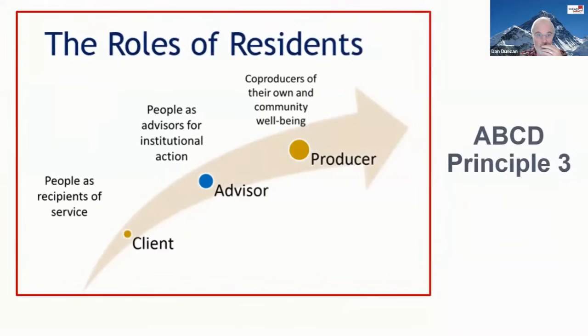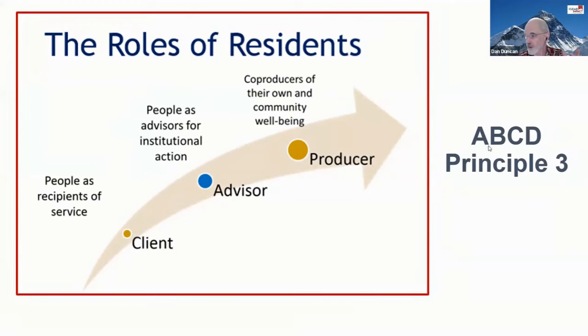To help do this, and just one last thing before we jump into the asset mapping toolkit, there are really three roles that residents can play in a community. One is sometimes they do need to be a recipient of a service. If they break their leg, they need to go to a doctor. They don't want their neighbor to fix their broken leg. So there are times when that's appropriate.